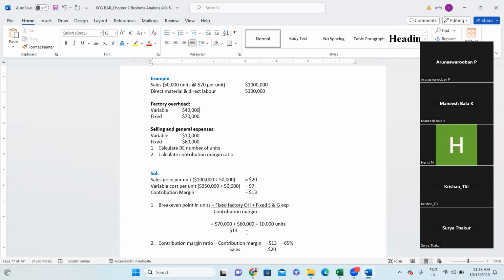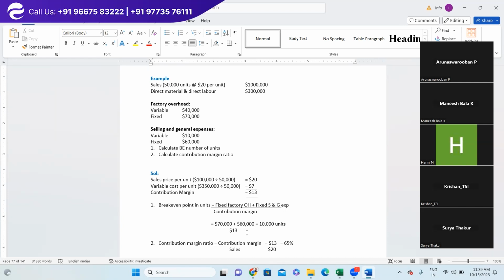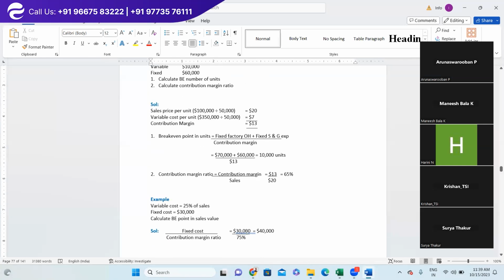What is the contribution margin ratio? 13 divided by 20. Contribution margin divided by total sales is the contribution margin ratio. Any doubts so far? Okay, next example.